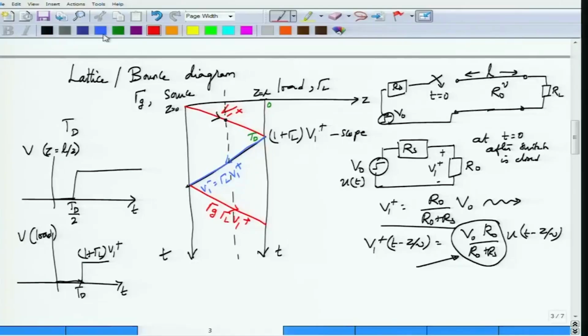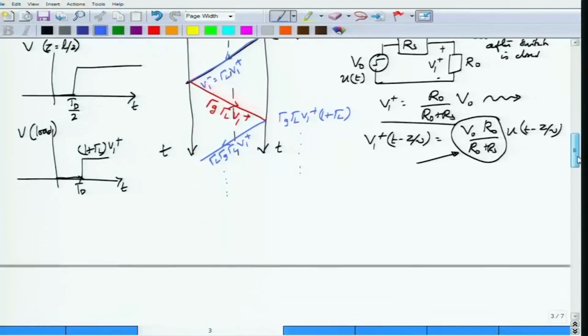Now, at this point there would again be a reflection. This reflected voltage will have an amplitude of gamma L gamma g gamma L V1 plus, and this cycle continues. What is the next bit of the voltage here? This is gamma g gamma L V1 plus, times gamma L, and so on. So, the total steady state voltage would be the sum of all these individual voltages. You can actually do that sum.